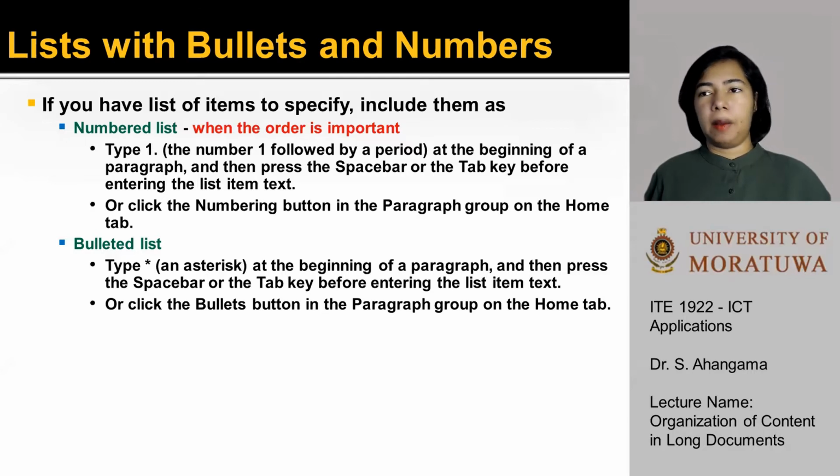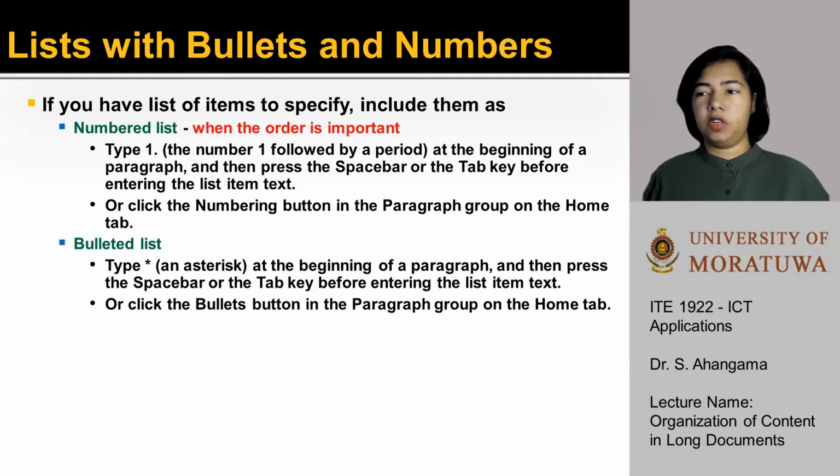So how to get a numbered list? This is used when the ordering of your items is important. There are two options to get a numbered list. The first option would be you can type 1, then you can press period, or you can enter the full stop at the beginning of the paragraph, and then press the space bar or the tab key before entering the list of items.